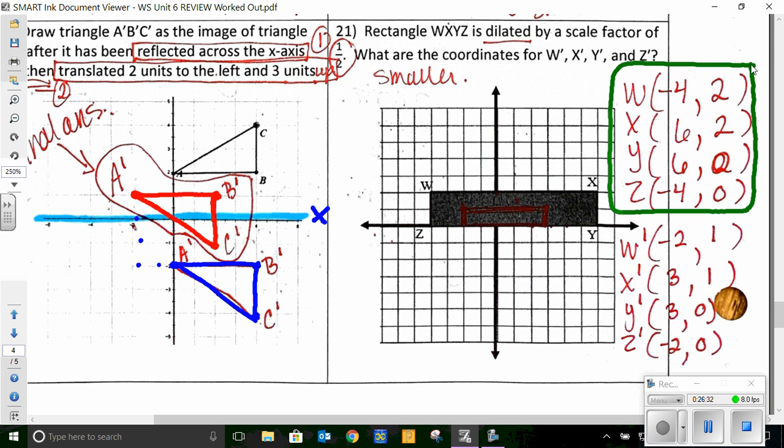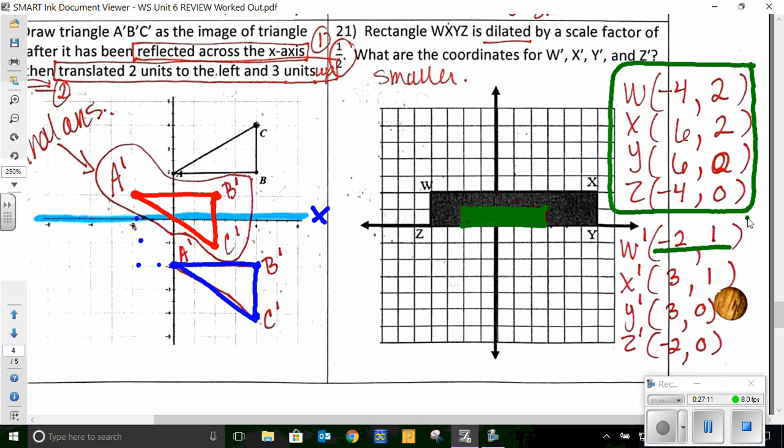So -4 divided by 2 is -2. And then 2 divided by 2 is 1. So this is my new point for W. And so it was -2, 1, which is right about there. And then the next one became 3, 1. That was for X prime. And then Y was 3 to the right and 0. And Z was -2 and 0. So when I draw this out, it's right here. So this is my new shape right in here. And this is what we're looking for. But they wanted to know what are the coordinates for W prime, X prime, Y prime, and Z prime.